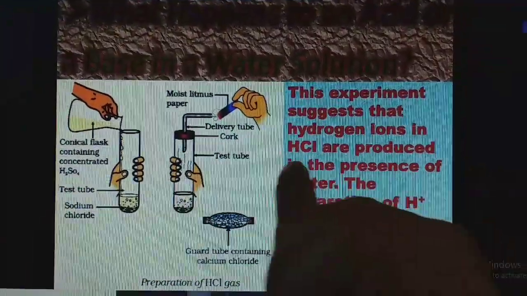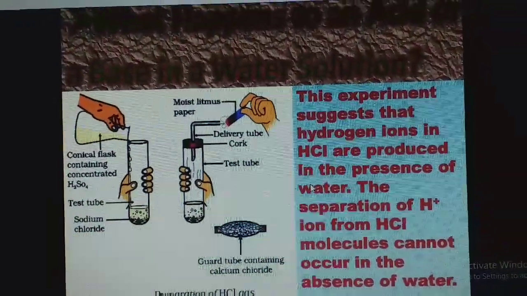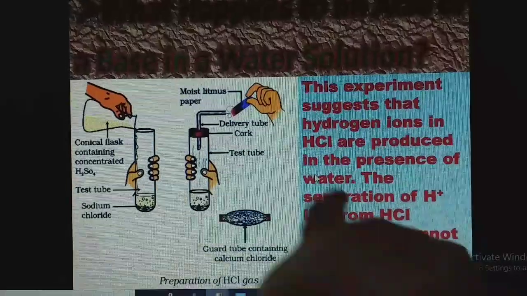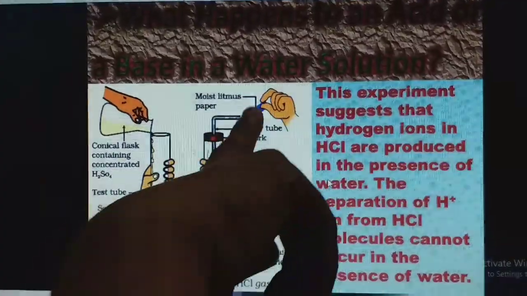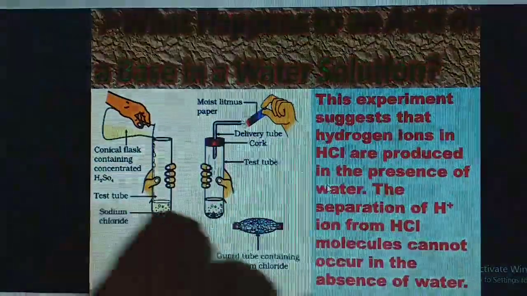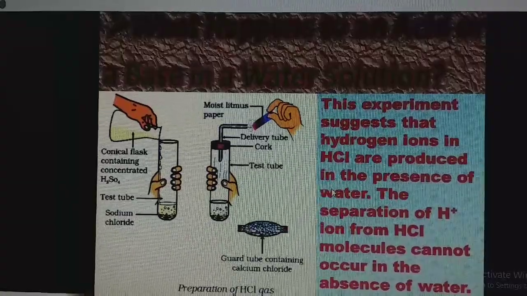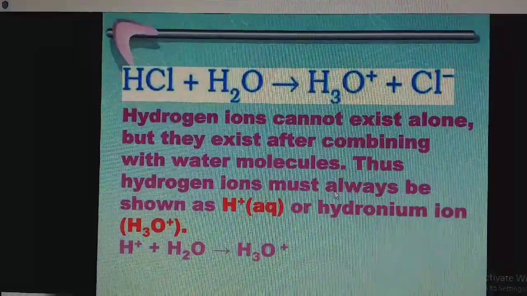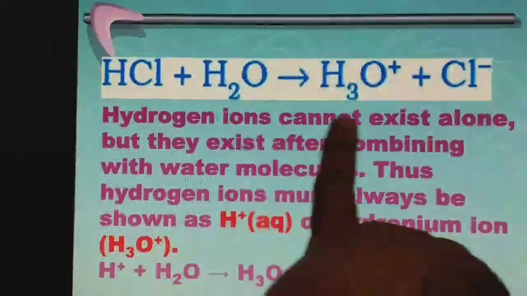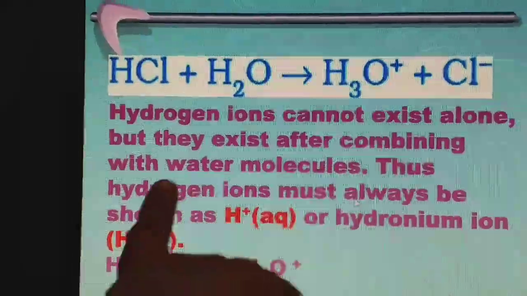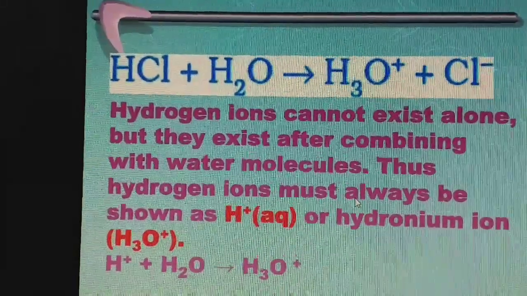So this experiment suggests that the hydrogen ions in HCl are produced in the presence of water. The separation of H+ ion from HCl cannot occur in the absence of water. So if you use a dry litmus paper, no color change. But if you use a moist litmus paper, the HCl gas dissolves in water and releases H+ ion. That changes the blue litmus to red. So HCl reacts with water and releases H+ ions. Hydrogen ions cannot exist alone, but they exist after combining with water. Thus, hydrogen ions must always be shown as H+ or hydronium ion.